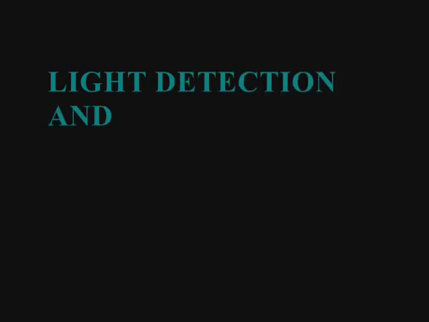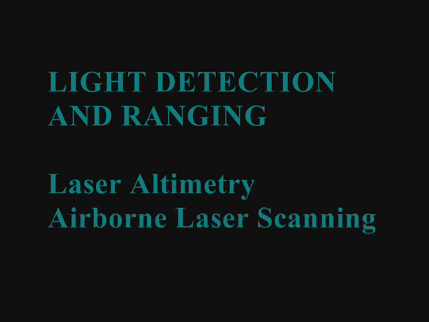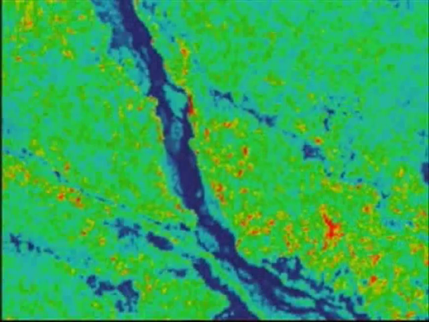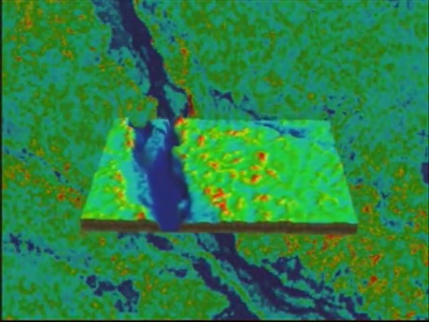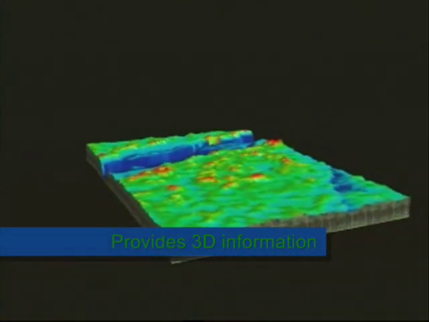LiDAR is an acronym standing for Light Detection and Ranging. Depending on the application and region, it may also be called laser altimetry or airborne laser scanning. It is important to realize that LiDAR is a system. It is a series of components working together to provide three-dimensional information, usually over a large area.